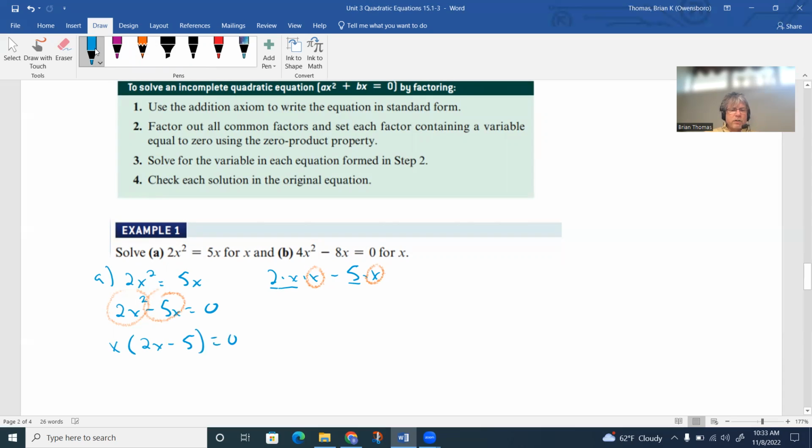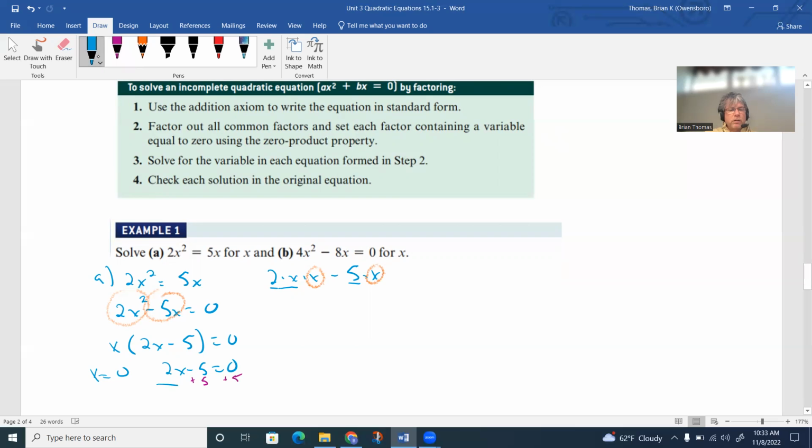So that's what we call factored form. What we do now is set each factor that has a variable in it equal to 0. Both factors have a variable in them. So we set x equal to 0, and we set 2x minus 5 equal to 0, and we then solve each one of those equations for x. The first one's already solved, x equals 0, but for the second one we have to add 5 to both sides.